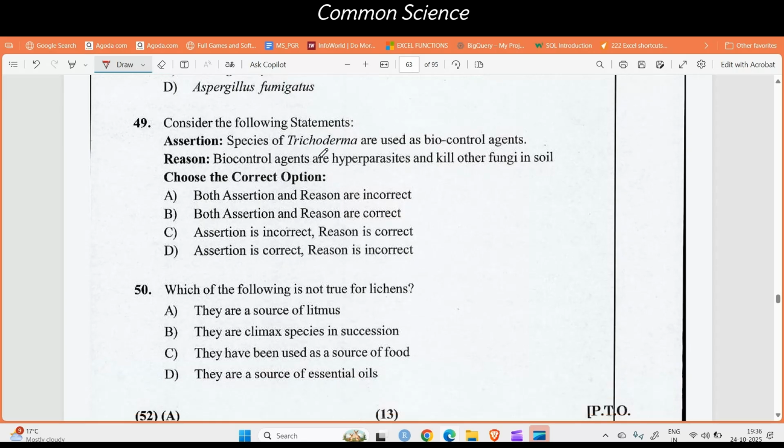Question 49. Species of Trichoderma are used as biocontrol agents. Yes, they are used as biocontrol agents which kill fungi. And then the reason says that biocontrol agents are hyperparasites and kill other fungi. Yes, some biocontrol agents are hyperparasites and kill other fungi. This reason is partly correct, but we cannot say it is entirely correct. So this is wrong. Assertion is correct, and reason is incorrect. Option D.